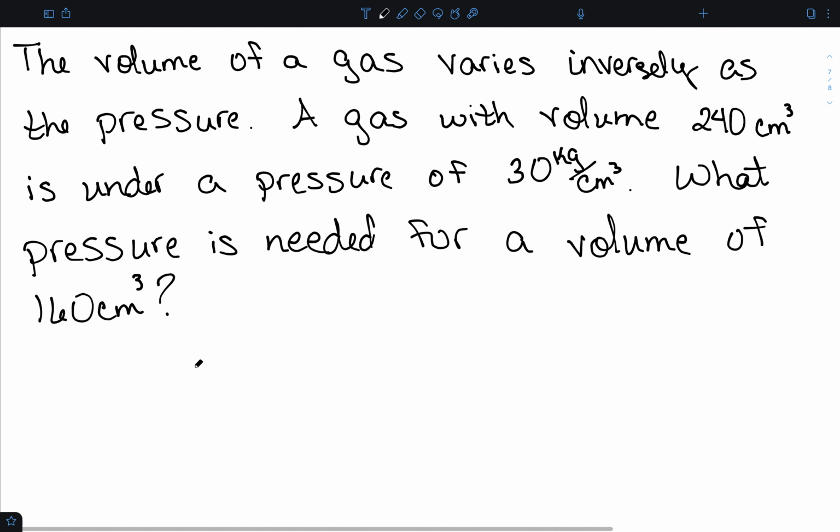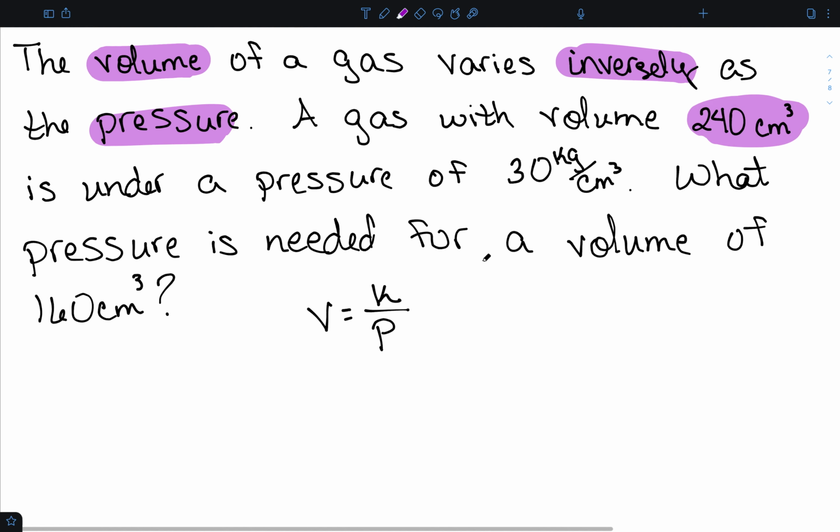The volume of a gas varies inversely as the pressure. So before I continue, I have volume varies inversely as pressure, which tells me that my volume is equal to a constant over the pressure. The next sentence tells me that a gas with a volume of 240 cubic centimeters is under a pressure of 30 kilograms per centimeter cubed. So I can stick those in. My volume is 240, and the pressure is 30.